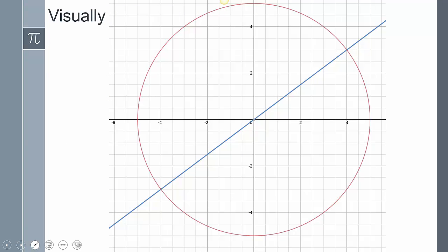This is what it's going to look like if I were to graph it. And those were my solutions that I had just found, that point and that point right there.